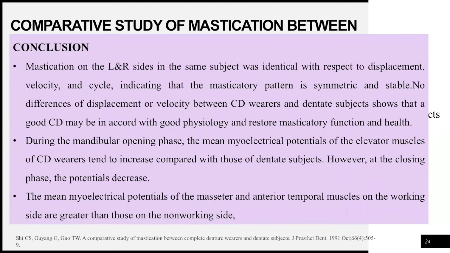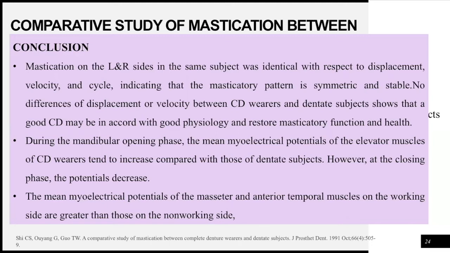The study concluded that mastication on the left and right side in the same subject was identical with respect to displacement, velocity, and the cycle, indicating that the masticatory pattern is symmetric and stable. No difference between the displacement or velocity of the complete denture wearer and dentate patients shows that a good complete denture may be in accord with good physiology and the rest of masticatory function and health.